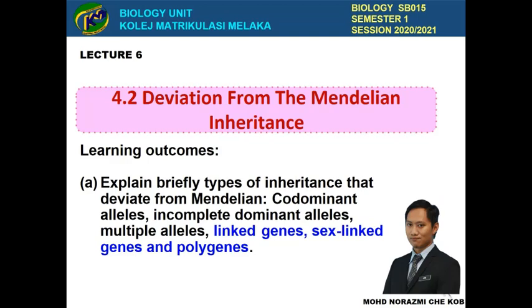Welcome back to another online lecture session. This is lecture number 6, titled Genetic Inheritance 4.2, Deviation from the Mendelian Inheritance. By the end of this lecture, you should be able to explain briefly types of inheritance that deviate from Mendelian: codominant allele, incomplete dominant alleles, multiple allele, linked gene, sex-linked gene, and polygenes.